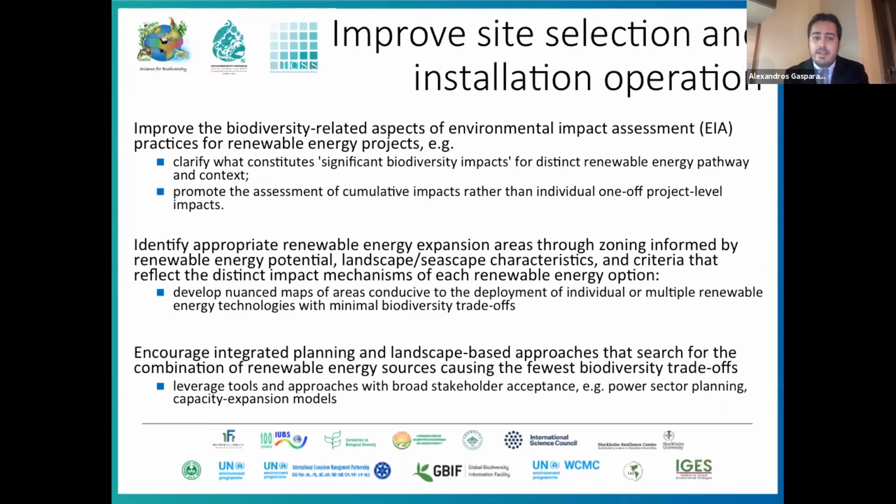And we need to encourage integrated planning and landscape-based approaches that search for a combination of renewable energy sources causing the fewest biodiversity trade-offs. These approaches need to use tools that have broad acceptability among stakeholders, because a lot of the stakeholders are coming from the renewable energy space or the energy policy space, so there needs to be some sort of common understanding. There is emerging, very interesting work happening by the Nature Conservancy on this, which I might be able to answer about later in comments if somebody is interested.